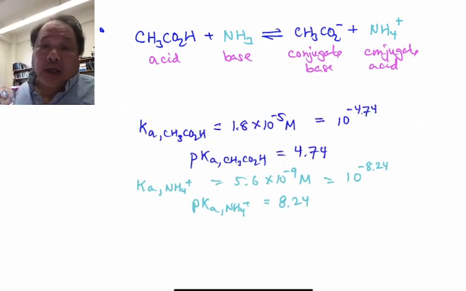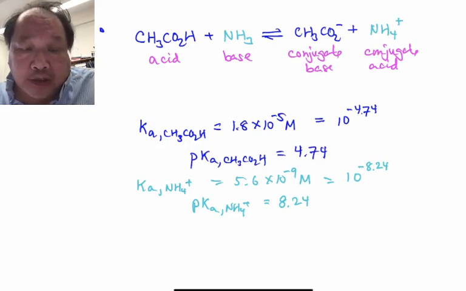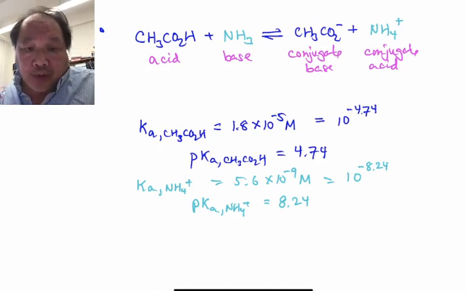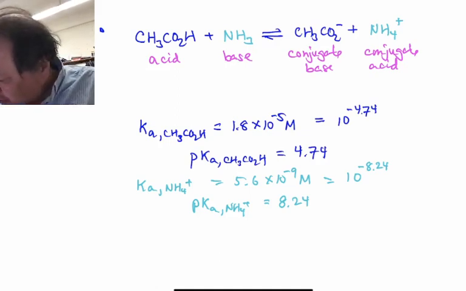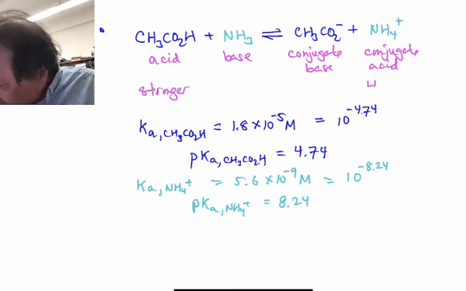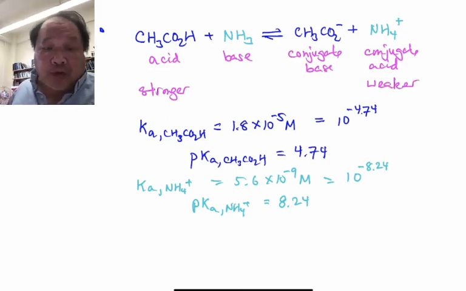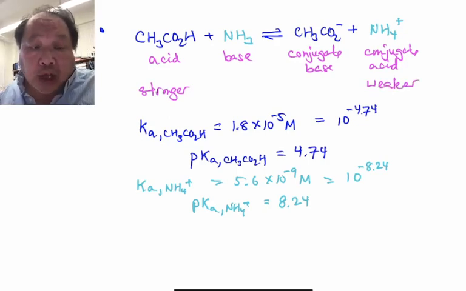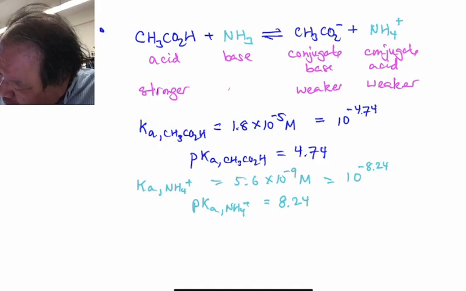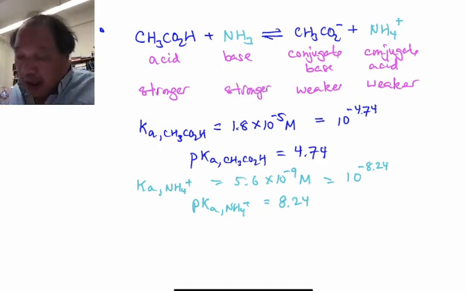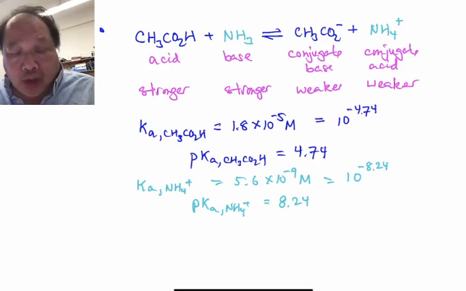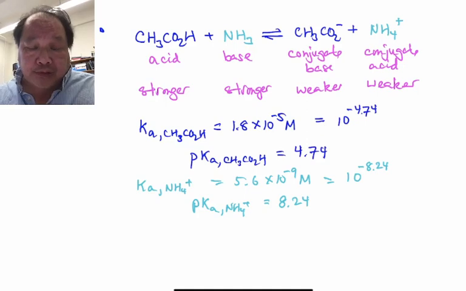And what we see is that the acetic acid is 3.5 orders of magnitude stronger than the ammonium acid. So this is the stronger acid, and this is the weaker acid. And we know if the acid is stronger, its conjugate base is weaker. So this is going to be the weaker base and the stronger base. And we see then that we think this reaction will occur because both the acid and base are stronger than the conjugate acid and base.